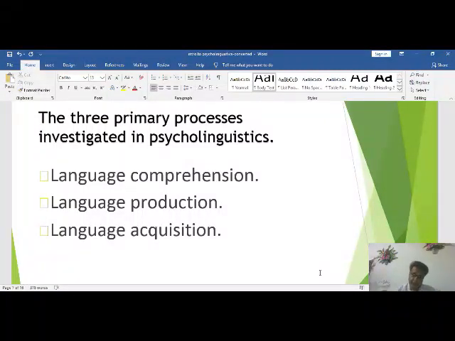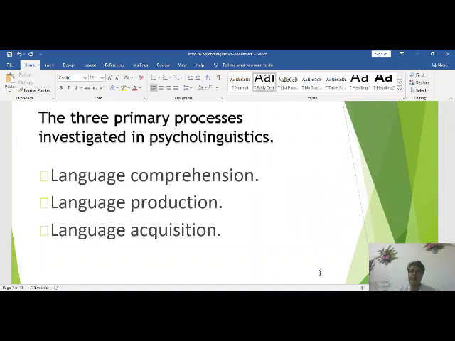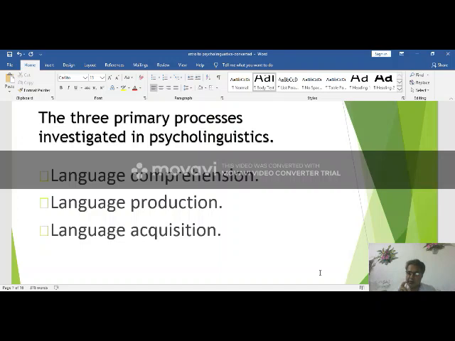are the things that enable us to comprehend the language, because language primarily is speech. There are certain sequences of waves which go from one human to another through waves. So how are these waves made meaningful and how are these waves understood? So the first thing that psycholinguistics stresses is language comprehension.